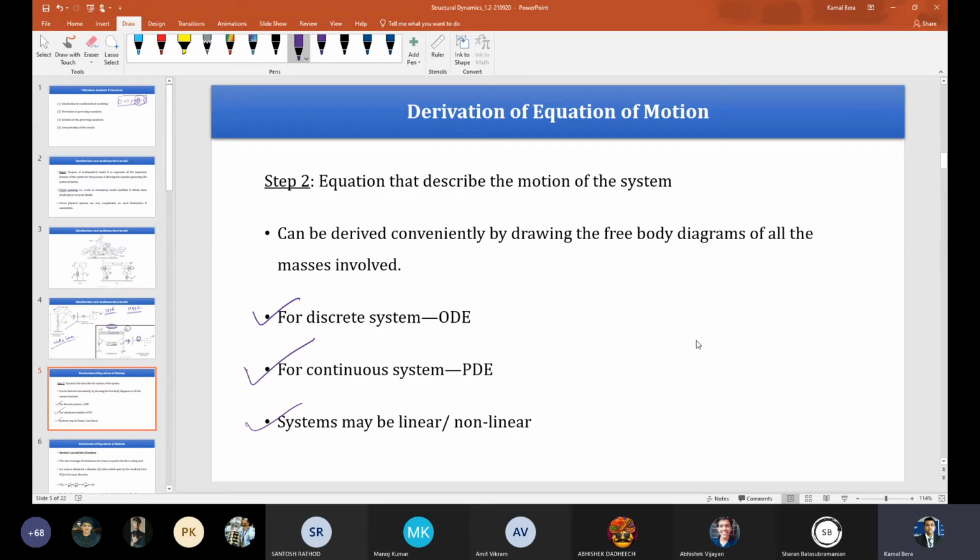So for the linear system, what is the main characteristic of the linear system? Yes, Hooke's law is valid. Hooke's law is valid, sir. Yes, you are right, Hooke's law is valid, but that is from the material point of view. If the system is linear, what assumption is valid? What principle is valid?